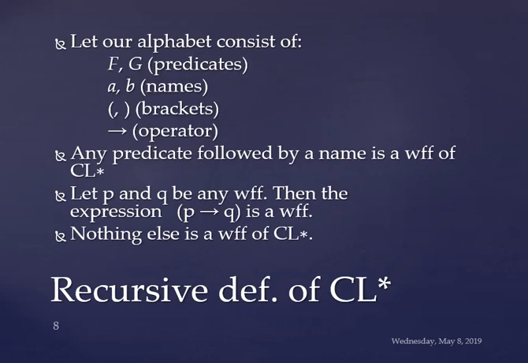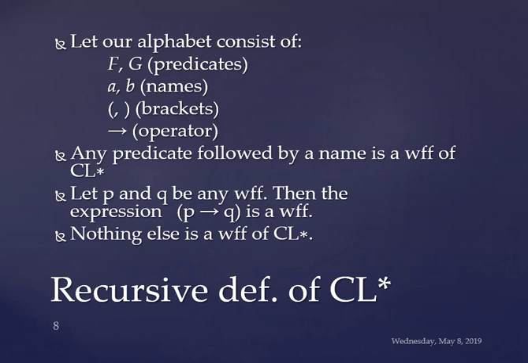Let's talk a little bit about the recursive definition of CL star. Our alphabet consists of two predicate letters, F and G, so we're going to keep things simple here. We're not going to worry about A through M just yet. We're just going to worry about A and B as names, so we'll only have single little names. That'll be nice.